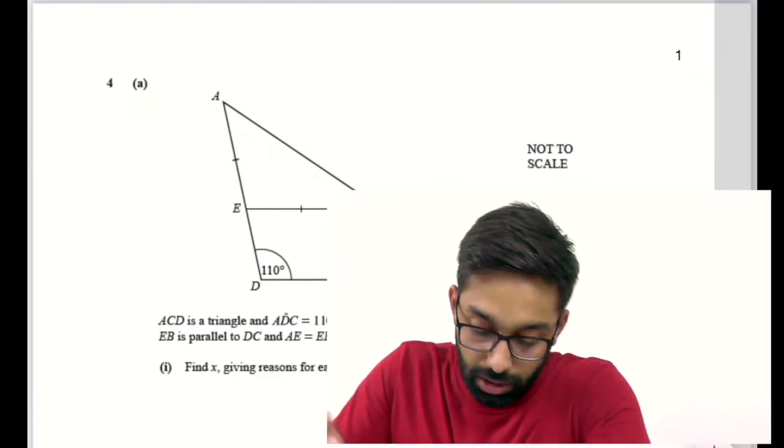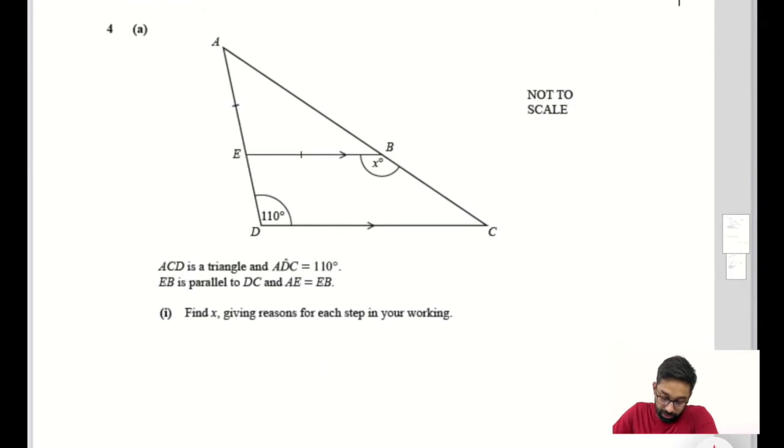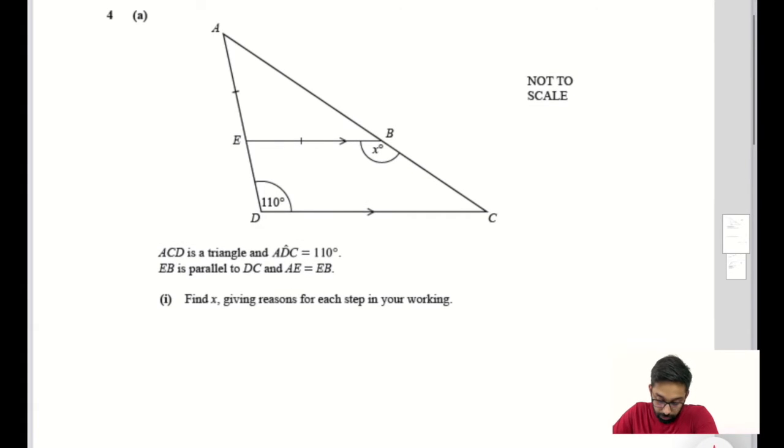Let's start. So the question in front of us has a triangle ADC and an internal triangle AEB. The question reads ACD is a triangle and ADC is 110 degrees. EB is parallel to DC and AE is equal to EB. Find X giving reasons for each step in your working. Now instead of writing the reasons down, I'm just going to explain it.